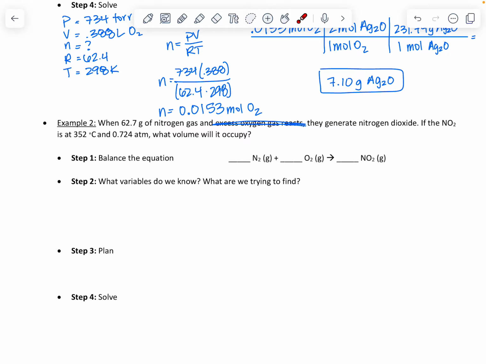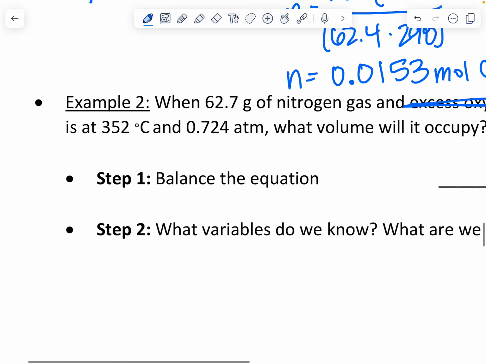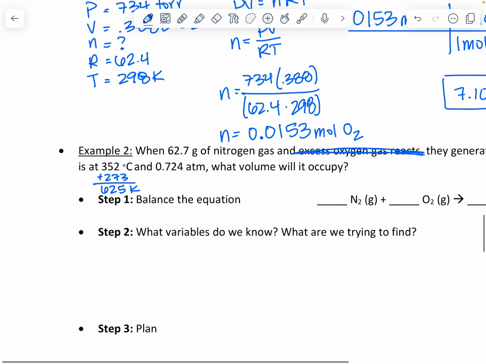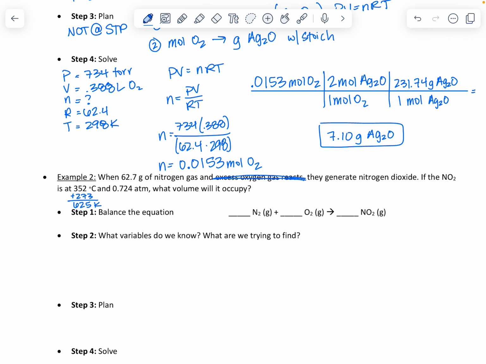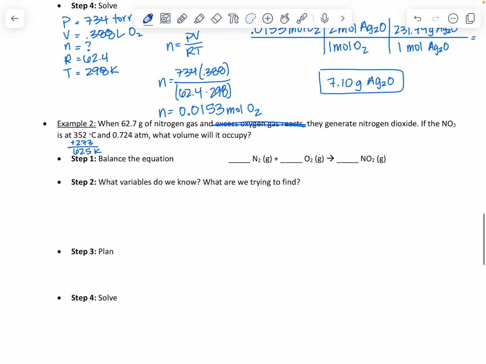Okay. If the NO2 is at 352 degrees Celsius, right off the bat, we know that we can't use Celsius, so we're going to add 273, and that is 625 Kelvin. It is at 0.724 atmospheres. What volume will it occupy in those conditions?